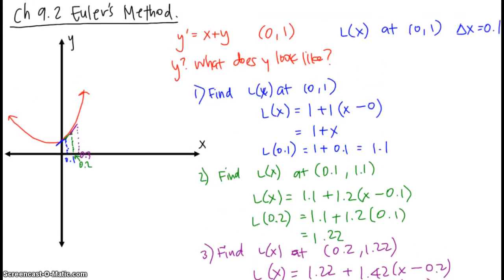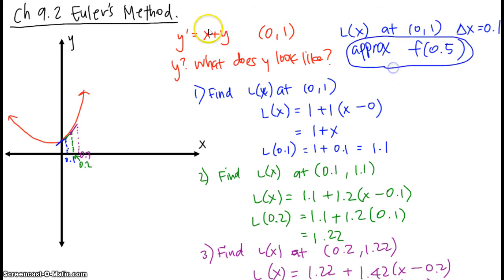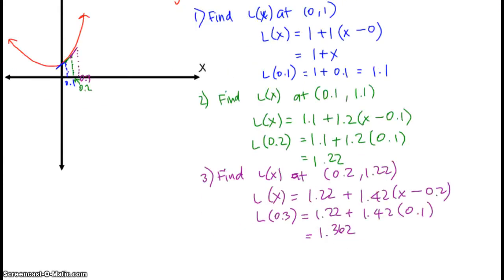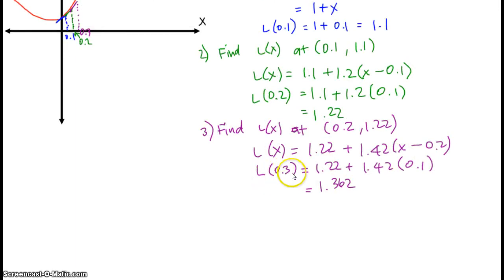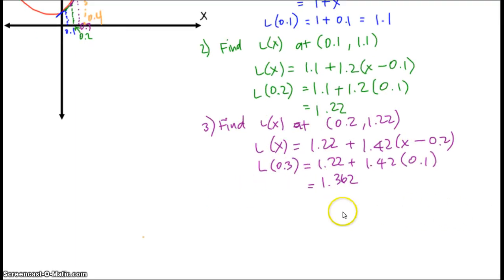And basically what the problem will ask you to do, it'll ask you to approximate a certain value. For example, f of 0.5, right? So what I'm doing is I'm using the differential and I'm approximating; I'm given a step size of 0.1 and I'm using that to approximate f of 0.5. So right now we've gotten up to approximating 0.3. All I have to do in order to get up to approximating 0.5 is do it a couple more times.